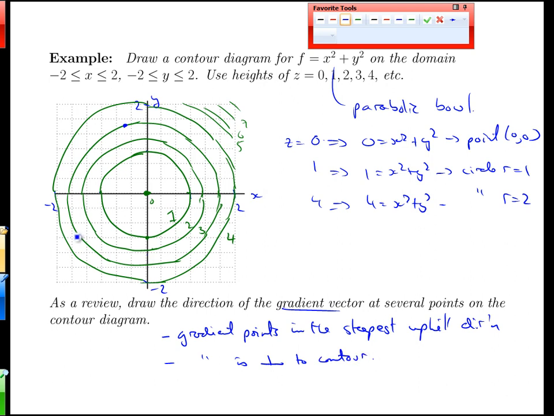So if you pick a point on this contour, notice it's downhill, up, up, up, because the heights are getting larger. The z values are increasing as we move out from the center, so the gradient at this particular point here would be perpendicular to the contour and pointing outwards. Likewise over here, that would be the gradient at this point. And we could pick a point down here as well. On the one contour, again, it'll be pointing in the steepest uphill direction, and it'll be perpendicular to the contour.